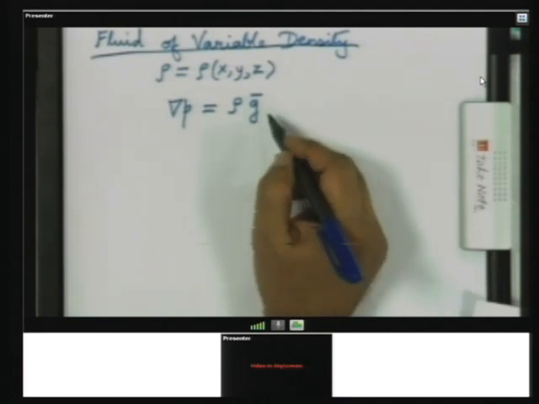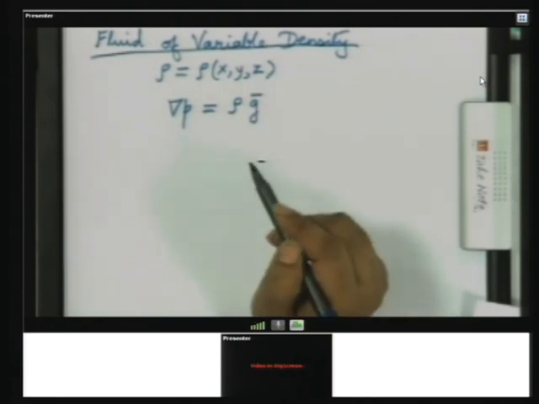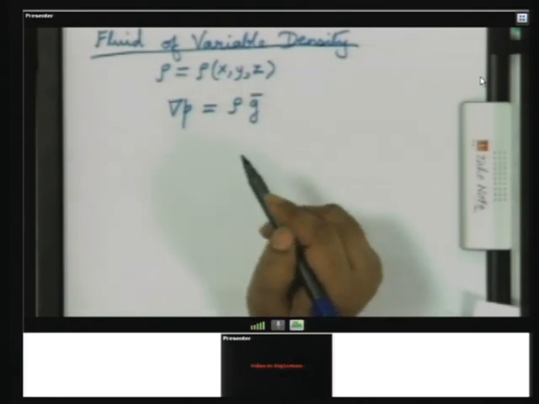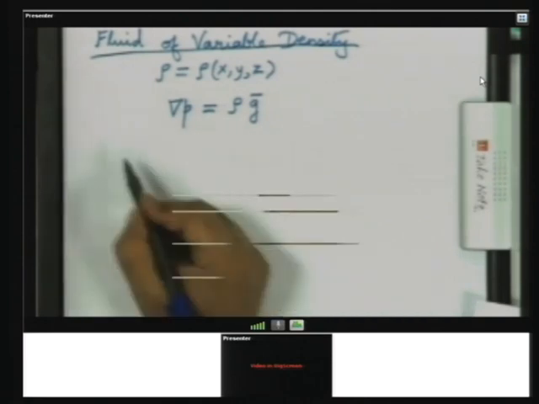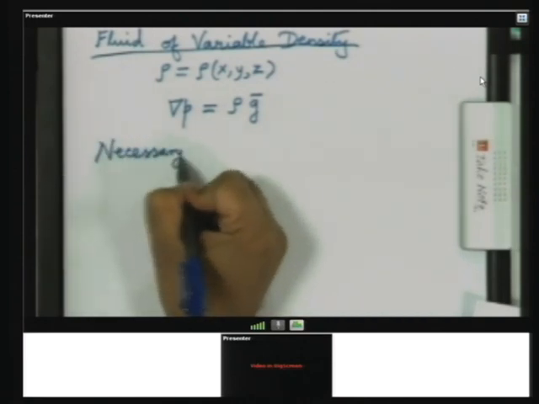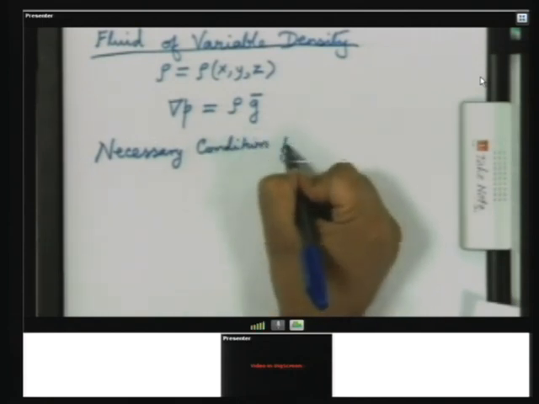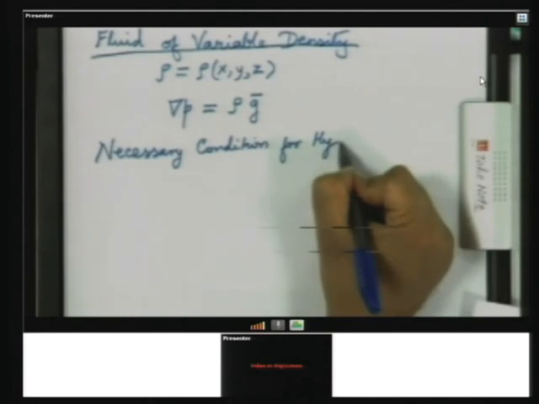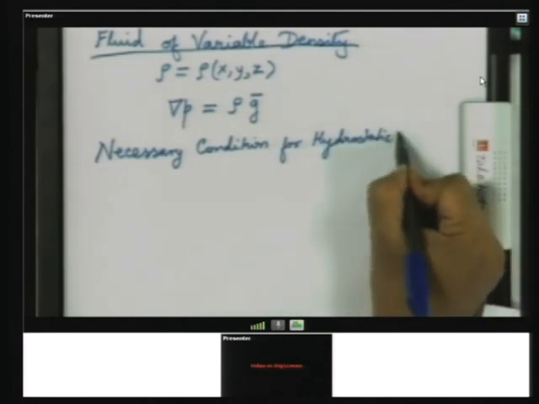Now, you may or may not have an equilibrium state where the fluid is at rest when the density is varying. So, what we will do now is look at what are called the necessary conditions for a fluid to be at rest. Necessary condition for hydrostatic equilibrium.